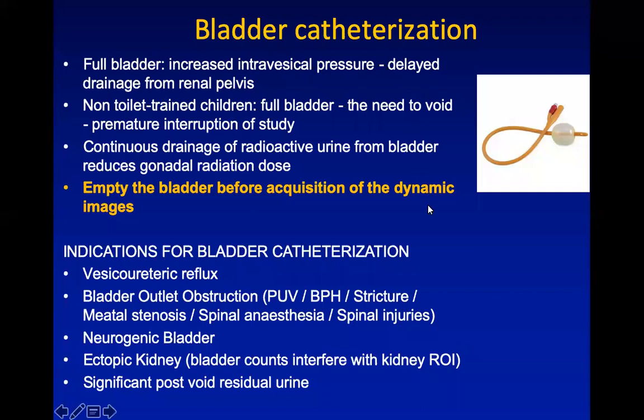So in such cases, catheterization may be required. Also, continuous drainage of the radioactive urine from the bladder reduces the gonadal radiation dose from whatever little tracer is reaching there. Bladder catheterization is essential in patients where you have a documented VU reflux in advance. If there is a bladder outlet obstruction, if there is a neurogenic bladder, which again may also be accompanied by reflux. In case of ectopic kidneys, where there is a low-lying small kidney in close proximity to the bladder, you need the bladder to be totally empty throughout the study if you're going to identify the kidney separately from the bladder. The kidney region of interest is something we draw when evaluating the renal function. And if it overlaps with the bladder region, then you're going to have problems in separating the two, and in patients with significant post-void residual urine. So in such cases, it is good to have the bladder catheterized in advance.